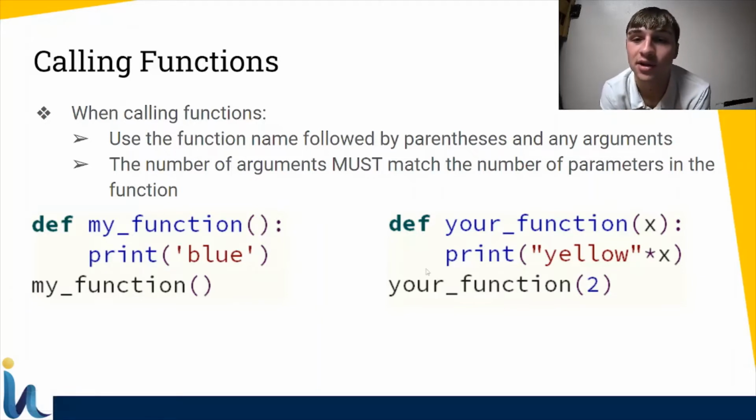And this other one, your function, has the parameter x and colon, and we're going to repeat yellow x times. So if we call your function with 2, then it's going to print yellow, yellow, without any spaces in between.